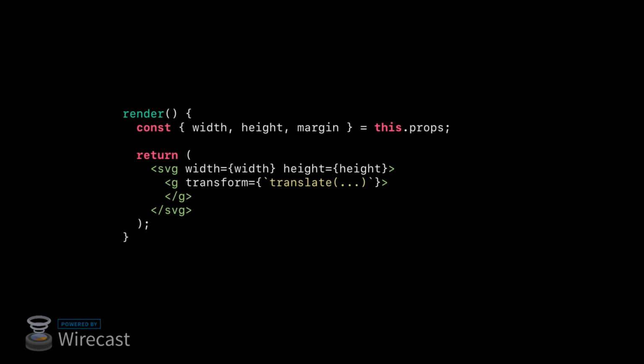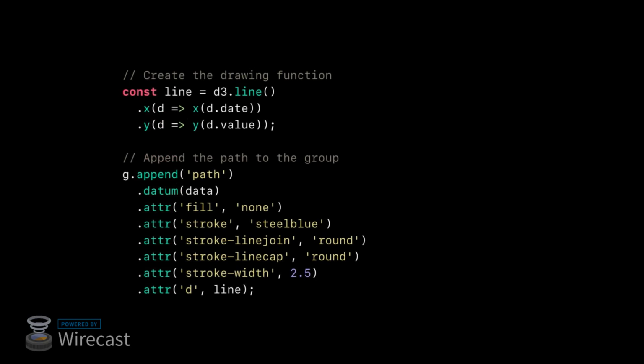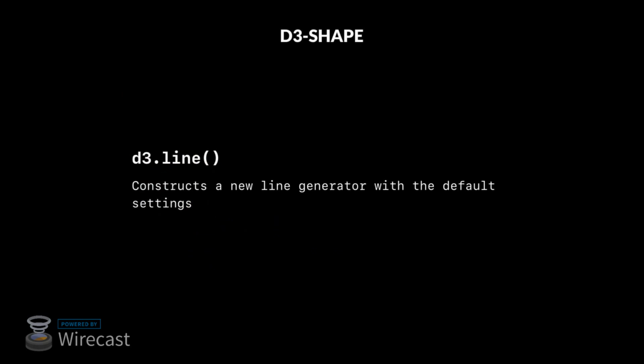And if we want to do that in React, it's pretty straightforward. We just type out an SVG, pass in the width, the height, and the transform with the translate property. Same as before, nothing changed. It's just that now it's React. So then we need to start drawing the line for our chart. And this is the D3 code to do that.